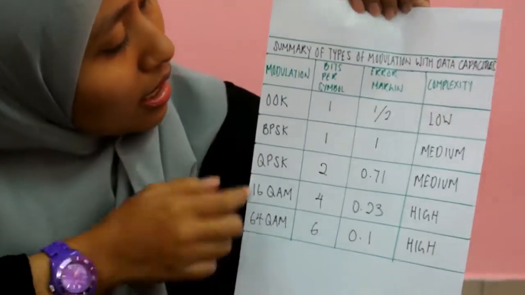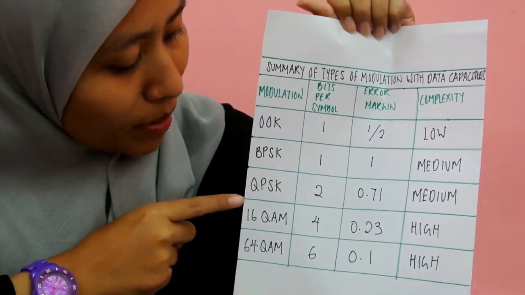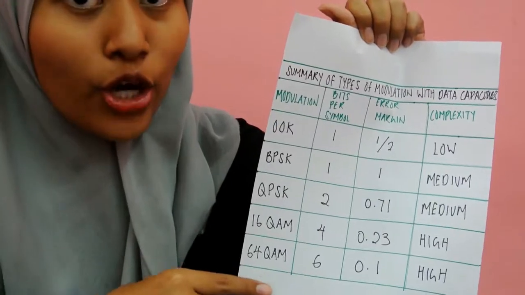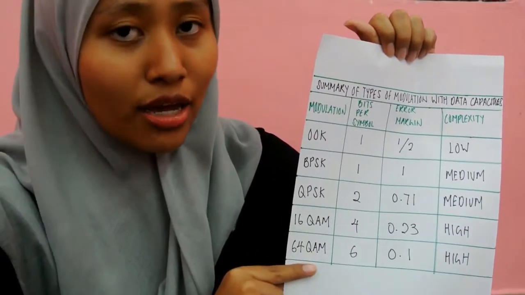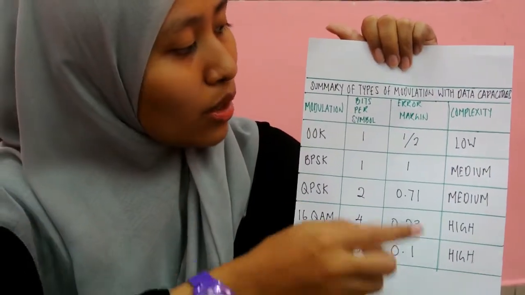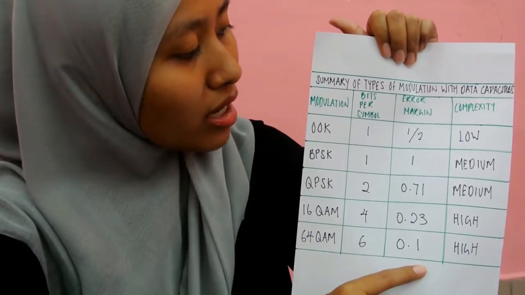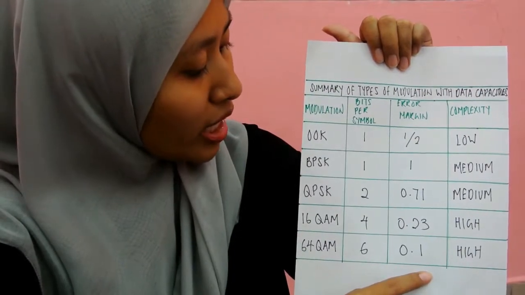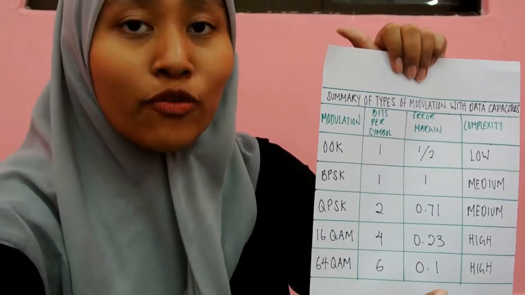Now, I will explain QAM versus other modulation formats. As we can see here, the types of modulation are OOK, BPSK, QPSK, 16 QAM and 64 QAM. When we look at the complexity, the QAM ones have higher complexity than the other modulations. When we look at the error margin, QAM has lower error than OOK, BPSK and QPSK. Hence, it is better to use QAM as a modulator.